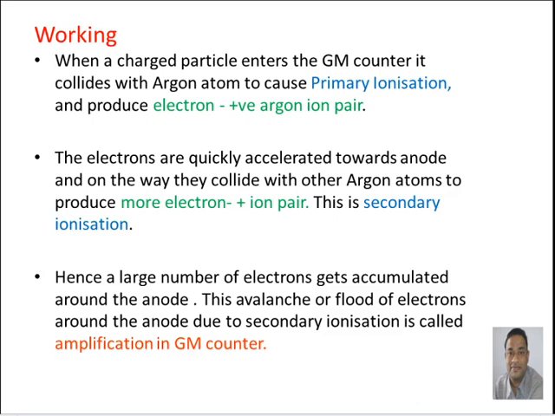This is secondary ionization. Hence, a large number of electrons get accumulated around the anode. This avalanche, meaning flood, of electrons around the anode due to secondary ionization is called the amplification in the GM counter.